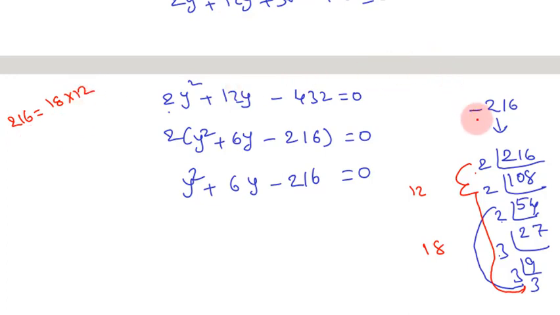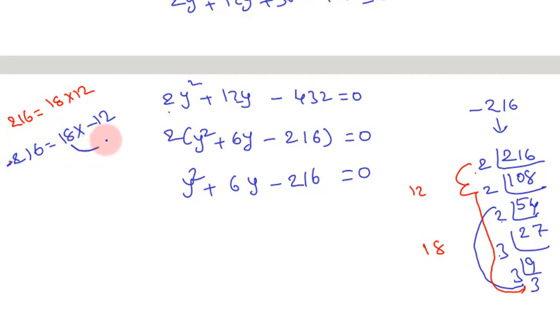But what should we get? We should get minus 216. That means any one of them we have to take as a negative. Which one we have to consider as a negative depends upon the second term of the quadratic equation. What is the second term? As the second term is positive, we have to take the greater number as positive and the smaller number as negative. What is the smaller number? 12. So we take minus 12 as a negative. That means minus 216 can be written as 18 into minus 12.